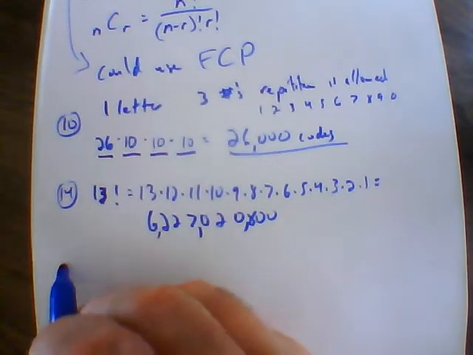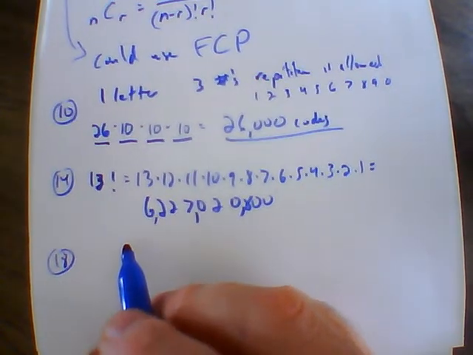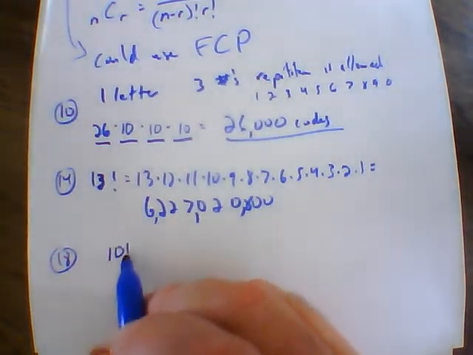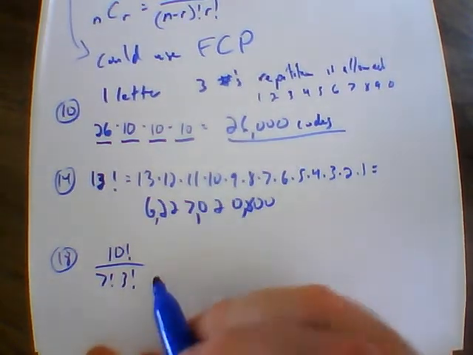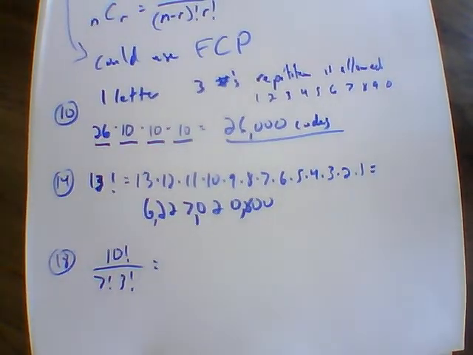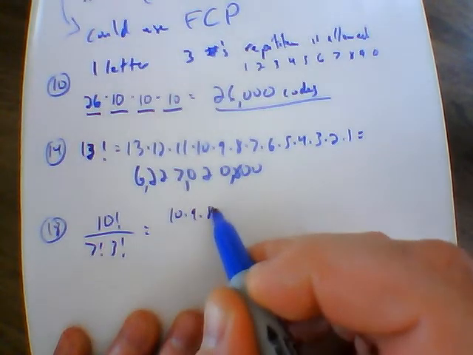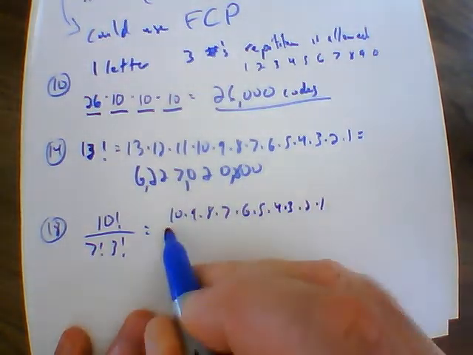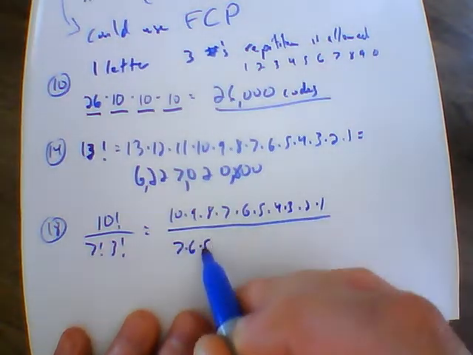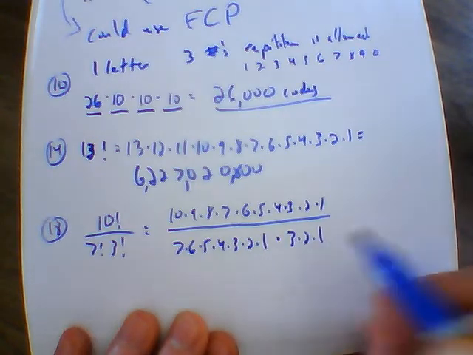Number 18 discusses working with some of these factorials. In this case we talk about 10 factorial over 7 factorial times 3 factorial. If we have these factorials written out, once again, we could write out everything that's happening. I can go 10 times 9 times 8 times 7 times 6 times 5 times 4 times 3 times 2 times 1 over 7 times 6 times 5 times 4 times 3 times 2 times 1 times 3 times 2 times 1.